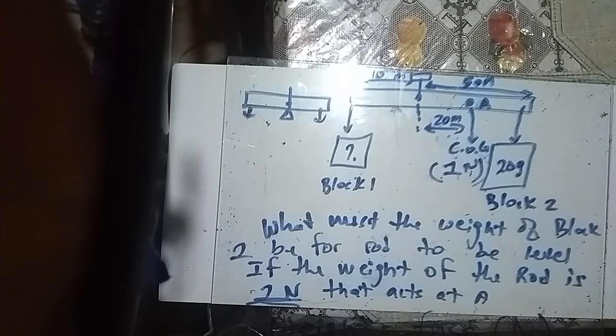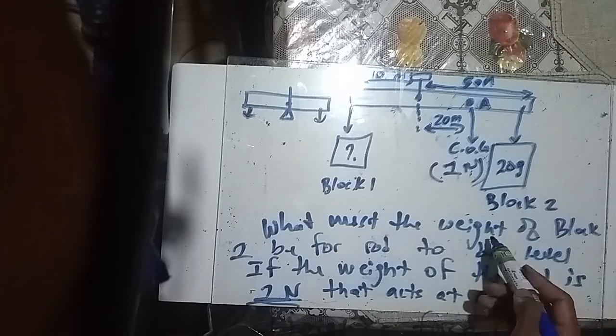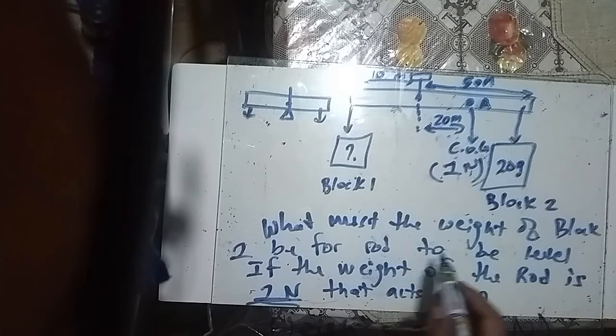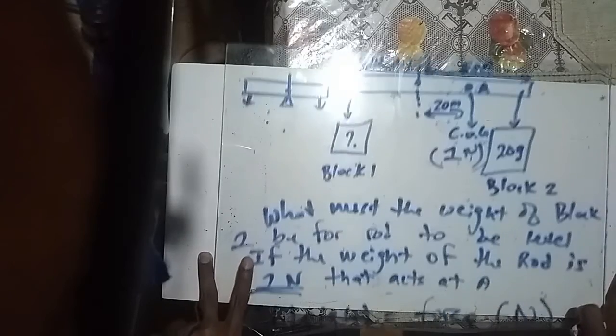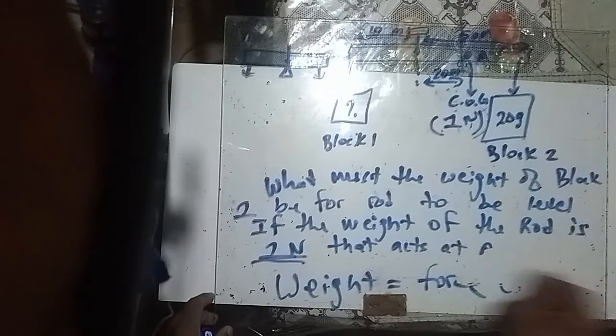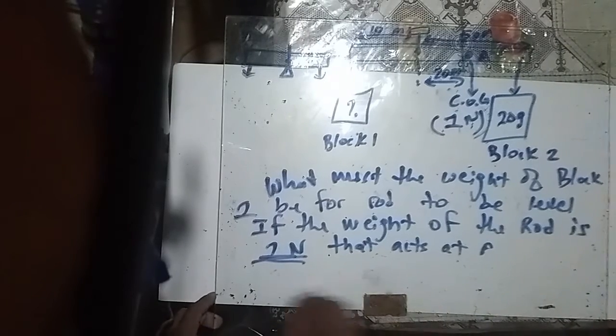So the question says, what must the weight of block 1, and block 1 is right here, be for the rod to be level if the weight of the rod is 1 Newton that acts at A? It's a simple question, and we're going to be using the same kind of equation that we would have been using before, but it's going to be a little bit different.